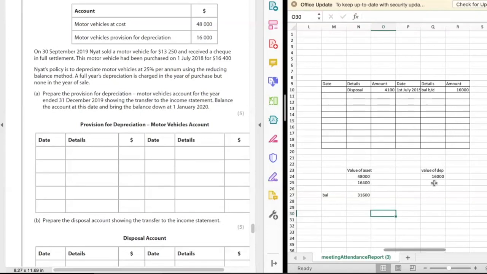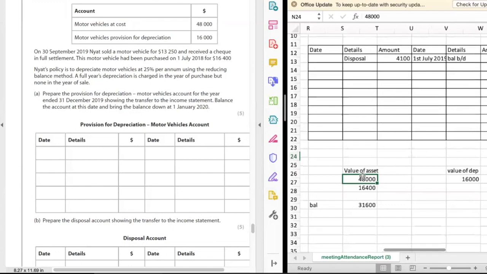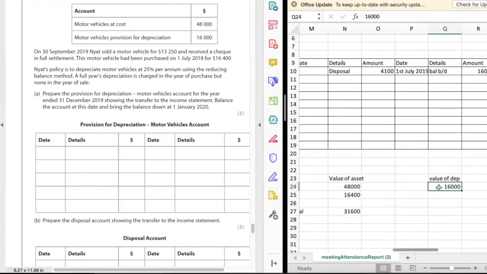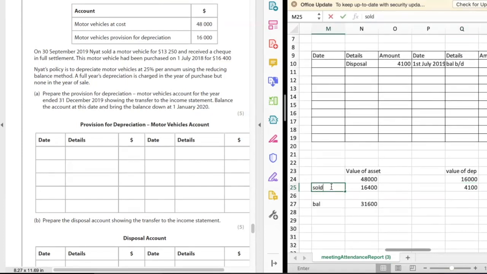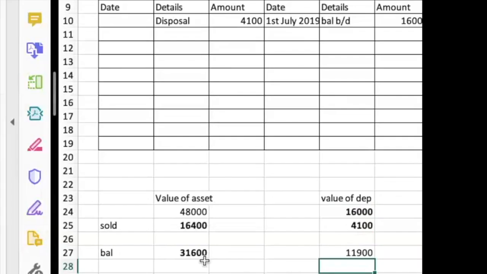Okay. Now, for these assets, 48,000, what was the depreciation? 16,000. For this asset, 16,400, what was the depreciation? This was the depreciation we just calculated. What we need to remember is that whatever has been sold, this asset's value will be deducted from the total assets, and the remaining assets will be this much. In the same way, the value of the depreciation was this much, and the value of the depreciation of the asset which was sold was this much. So we have to get the current value of the depreciation, which is this minus this.